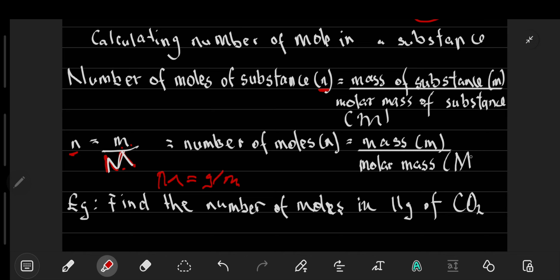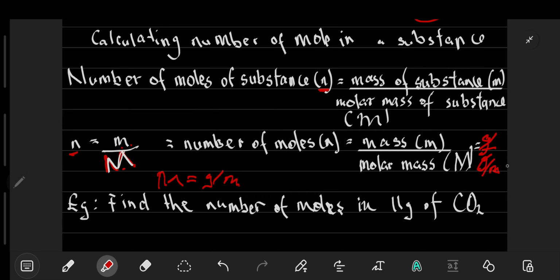Okay. So rewriting that is going to give us grams per mole all over grams per mole. Okay.